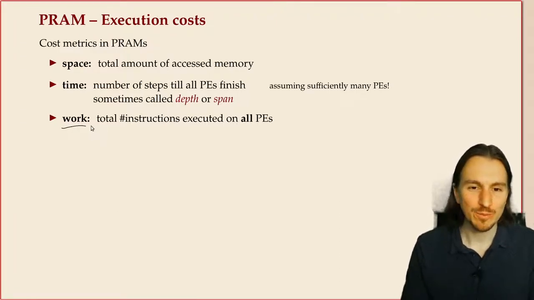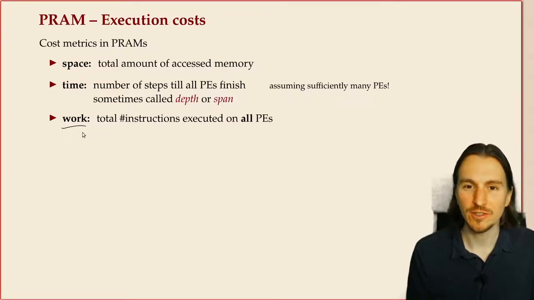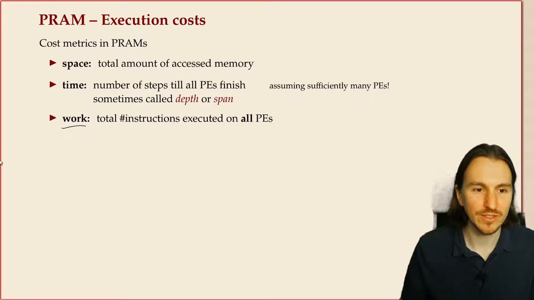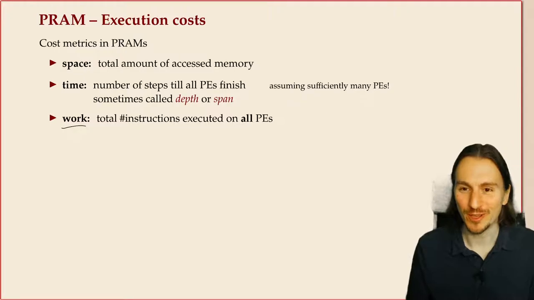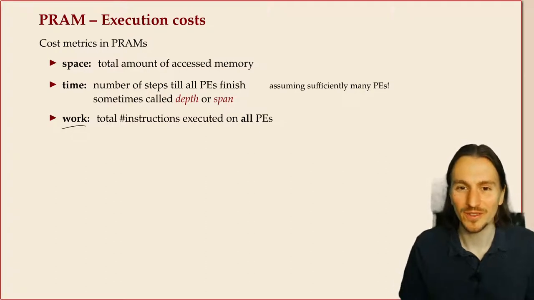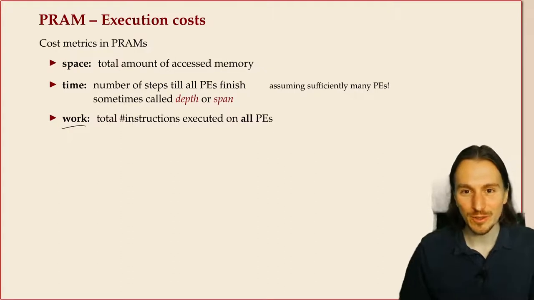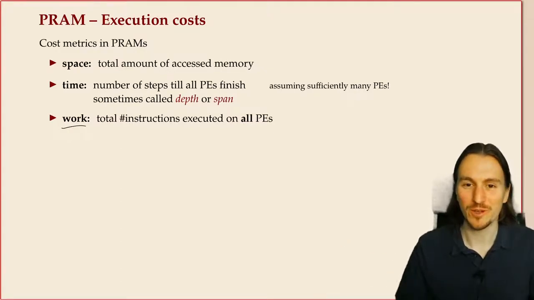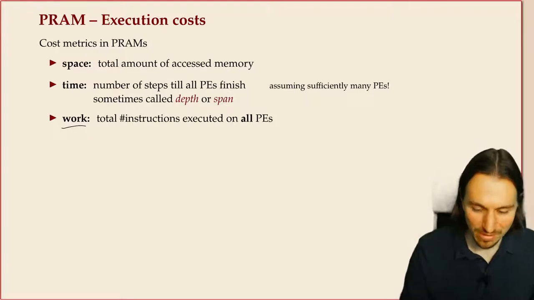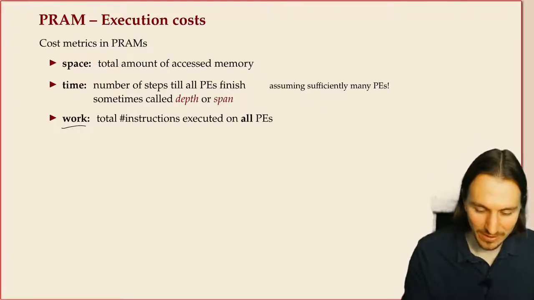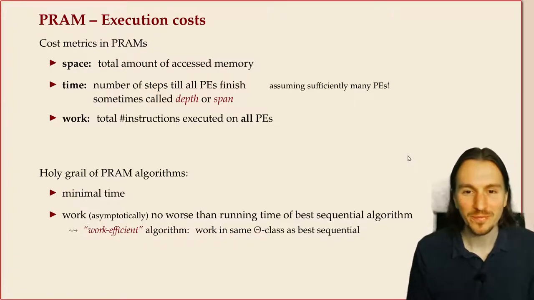If you're just looking at time and space, then work looks less interesting, but it will become interesting for two reasons. One, because we don't usually have a billion processors around, and then work will become important. And the second thing is, work might be seen as proportional to the consumed energy, and you do want energy-efficient algorithms these days. So just going parallel indefinitely and duplicating the work many times is not acceptable. So all three are important, and we have to balance them out by choosing appropriate algorithms.